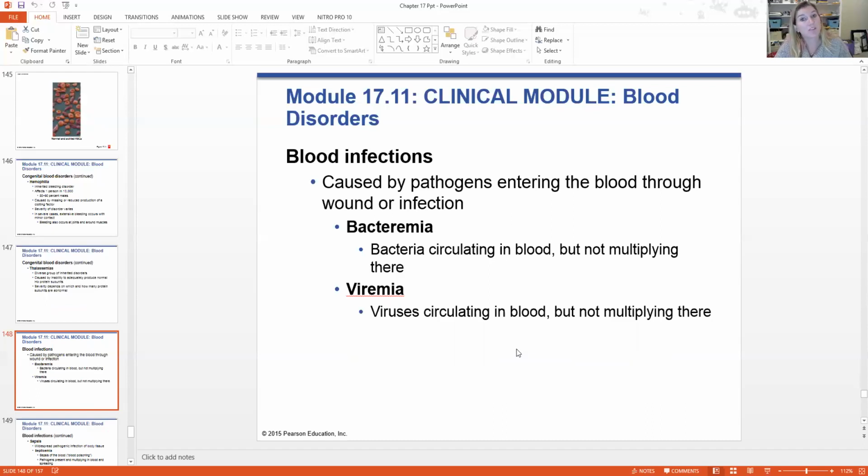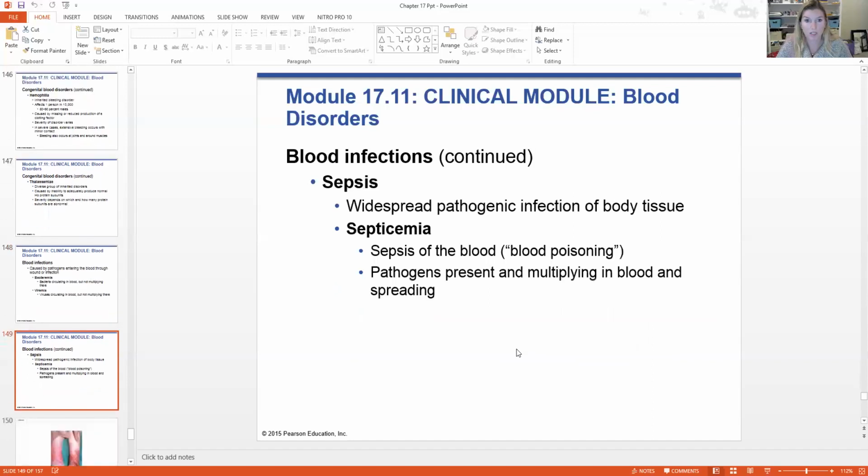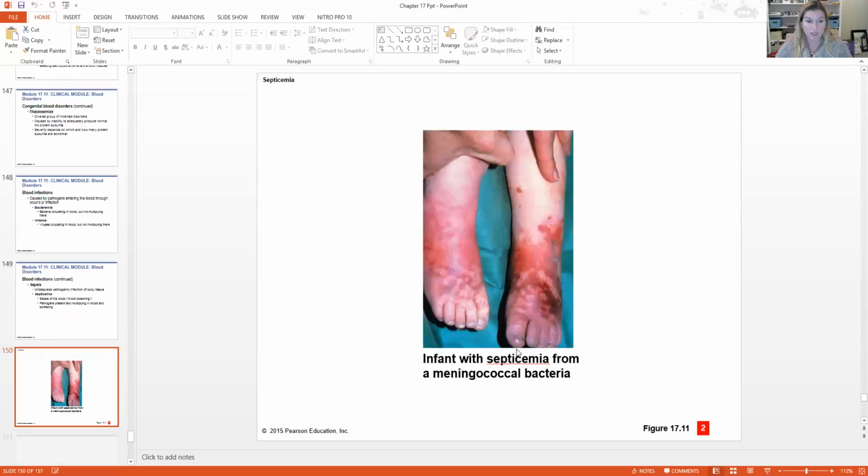These are caused by pathogens that can enter the bloodstream through a wound or infection. Bacteremia is bacteria floating around in the blood, not multiplying there. Or viremia would be viruses circulating in the blood but not multiplying there, causing an infection. Sepsis is when there's widespread pathogenic infection of a whole body tissue. So septicemia is the sepsis of the blood, where pathogens are now present and multiplying in the blood, spreading throughout the body. Very dangerous condition.